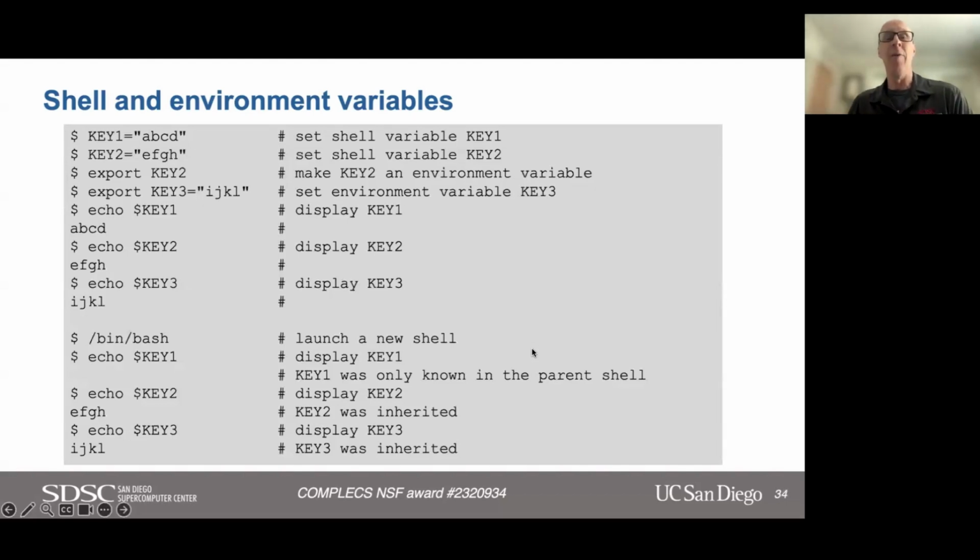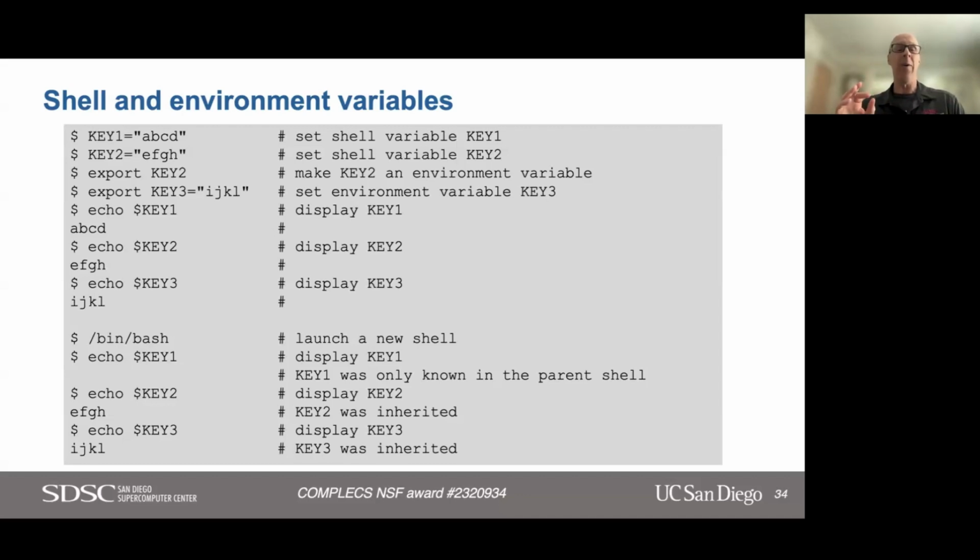So let's make this a little more concrete. Let's start off, we're going to create a couple of shell variables. We're going to name them key1 and key2, and we're just going to set them to the strings ABCD and EFGH. Now we're going to export key2 so that it becomes an environment variable. In the next line, we're going to combine the two steps of defining and exporting. So here we do export key3 equals, in this case, a string ijkl.